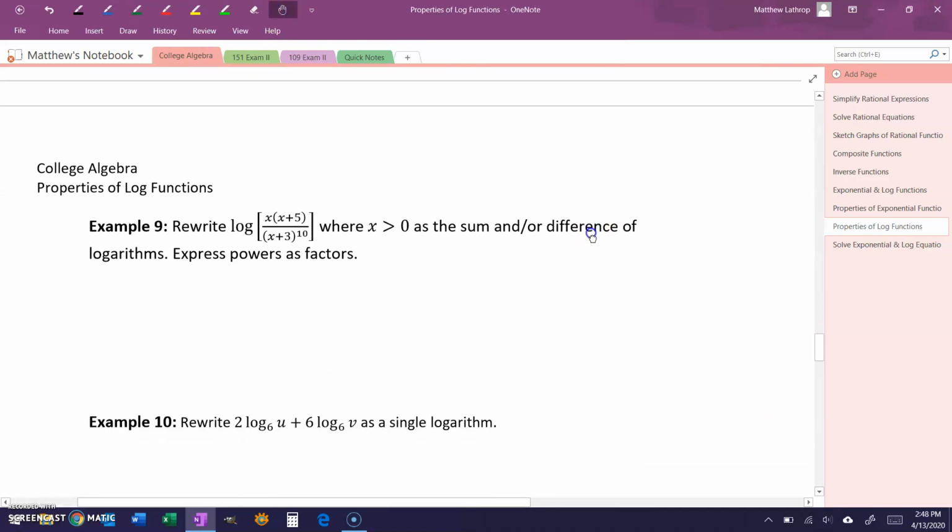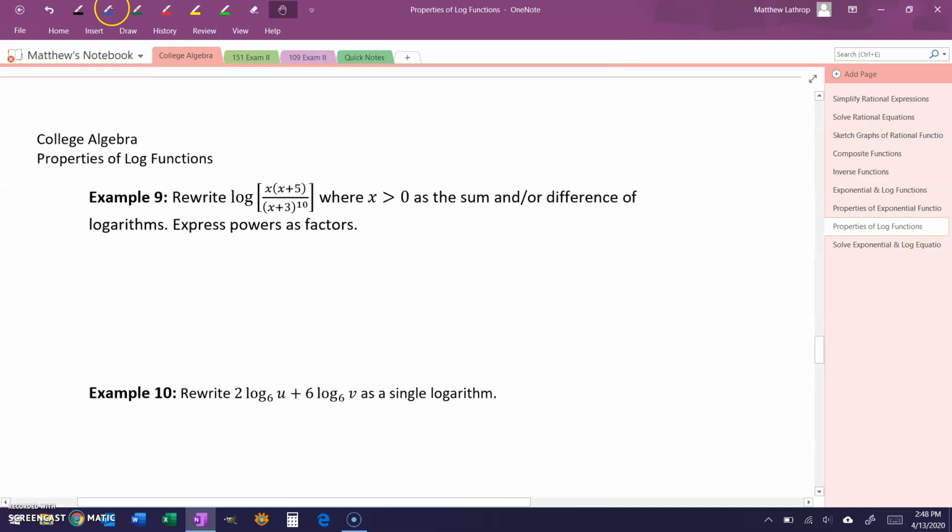In example 9, we have a more complicated expression, but we can still apply these rules piece by piece. First, we have the quotient of two different expressions, meaning we'll start off by rewriting this as the log, and since there's no number there, we can assume that this is log base 10 of x times x plus 5 minus the log base 10 of x plus 3 to the 10th power.